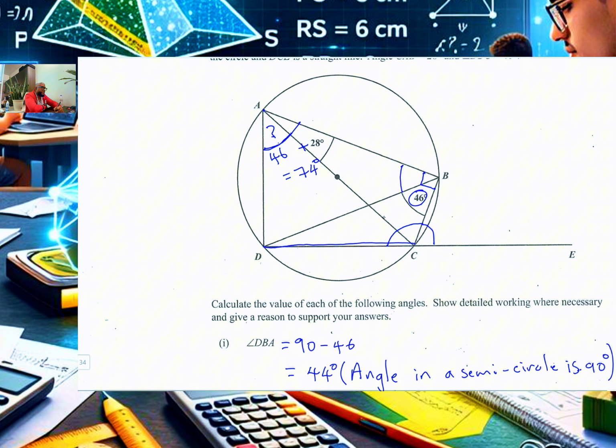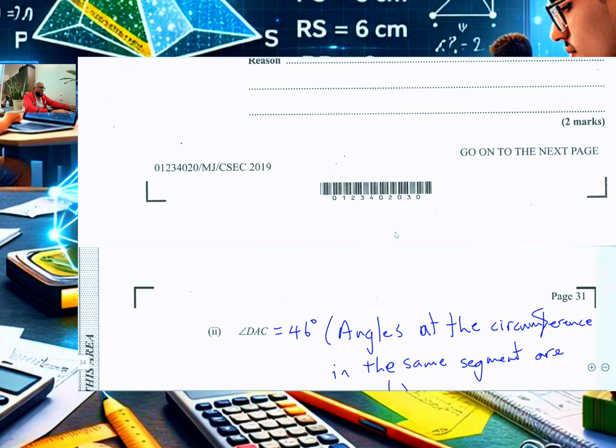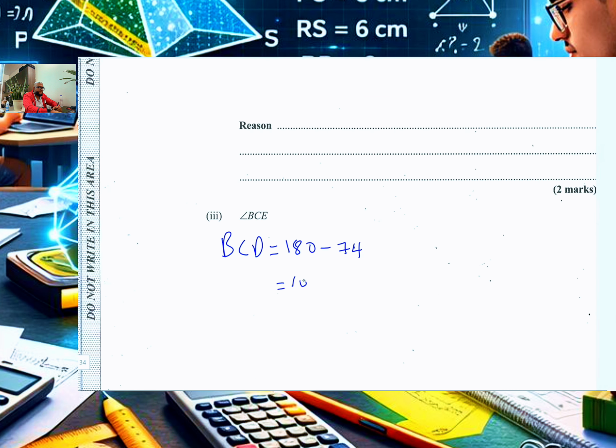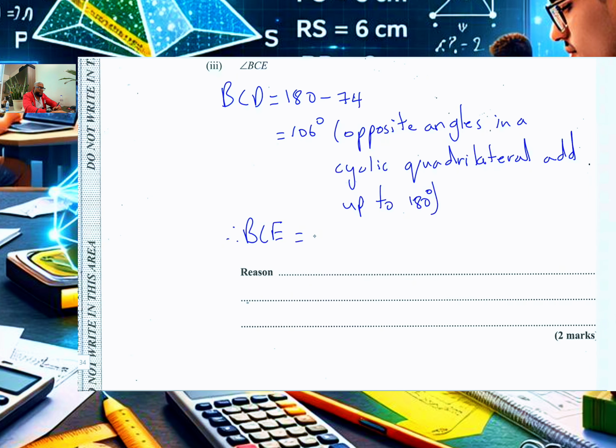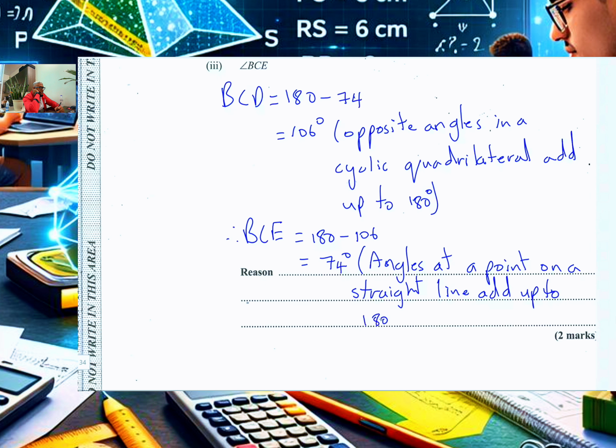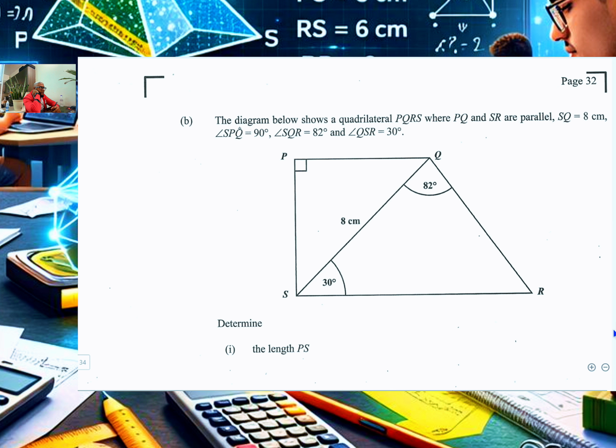Opposite angles in a cyclic quadrilateral add up to 180. BCD will be equal to 180 minus 74, which will give me 106 degrees. The reason will be opposite angles add to 180 degrees. Therefore, BCE will be equal to 180 minus 106, which will give me 74 degrees. Angles on a straight line add up to 180 degrees.